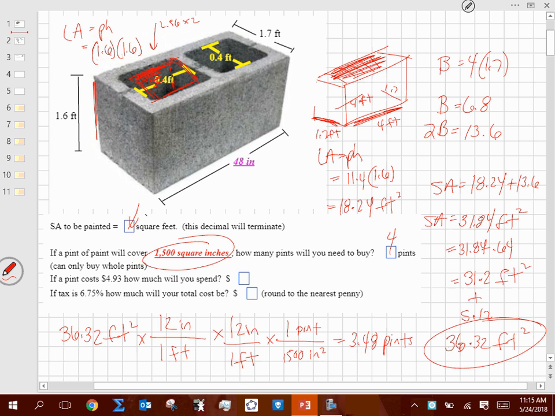So how many pints do I need to buy? I need to buy 4 pints. Okay, I can't buy that half pint or the 0.48. I can only buy whole pints. So now I'm going to take that number, 4 pints, and multiply it by 4.93.